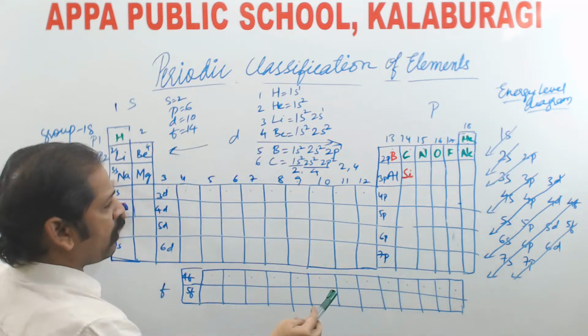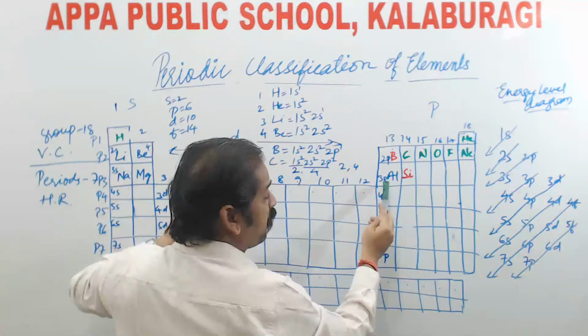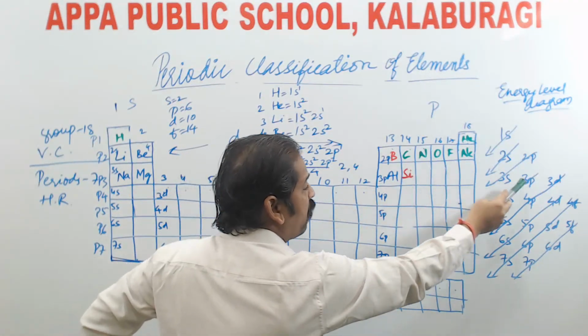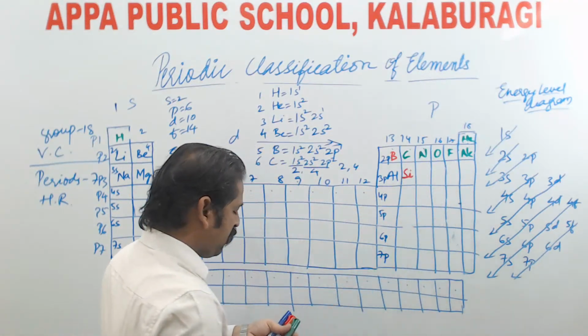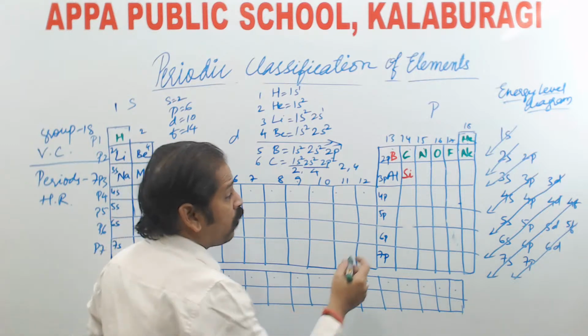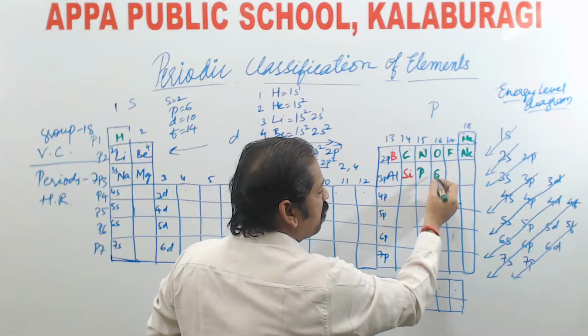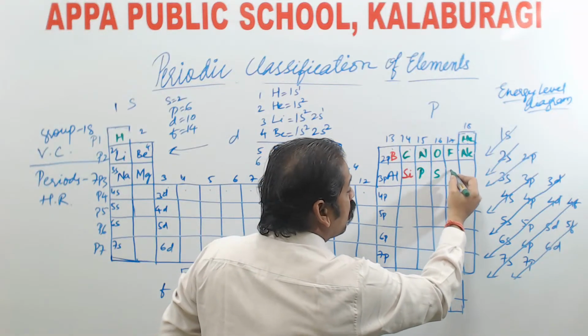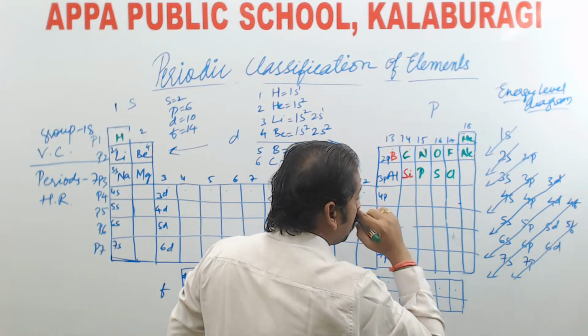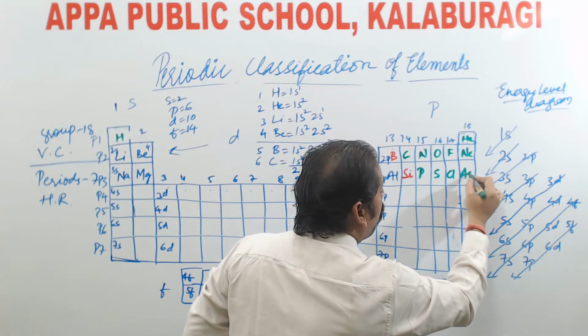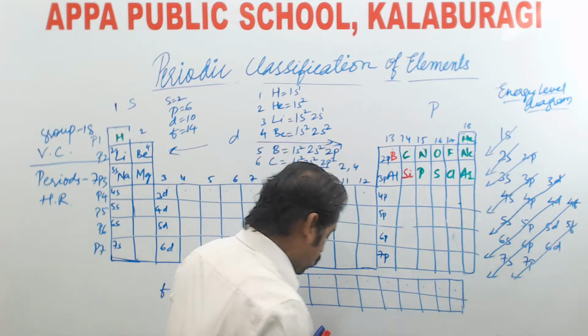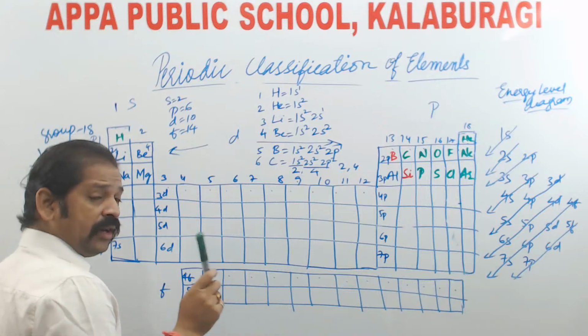3s is over. After 3s, we go for 3p. 3p1 is aluminium, 3p2 is silicon, 3p3 is phosphorus, 3p4 is sulfur, 3p5 is chlorine, 3p6 is argon. After 3p6, see, it is most important.